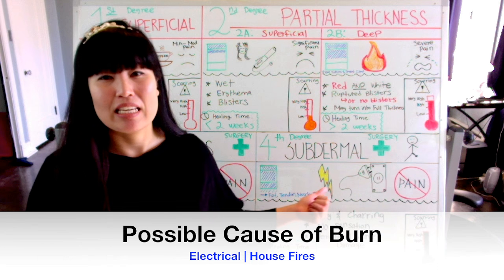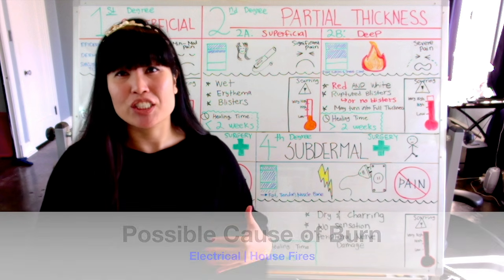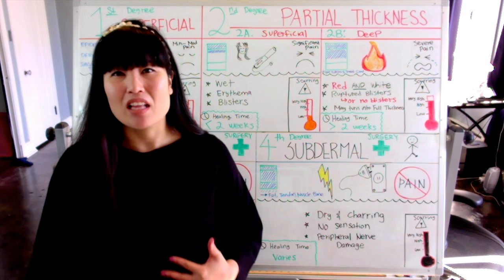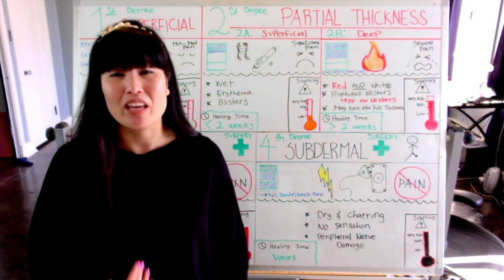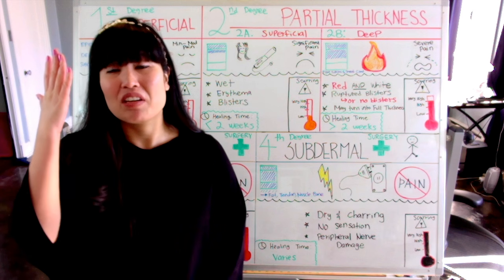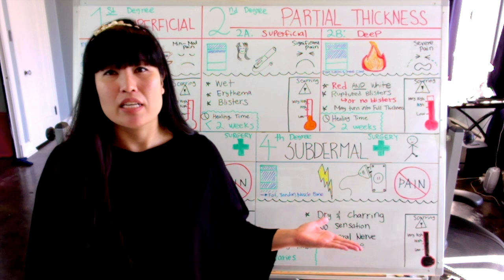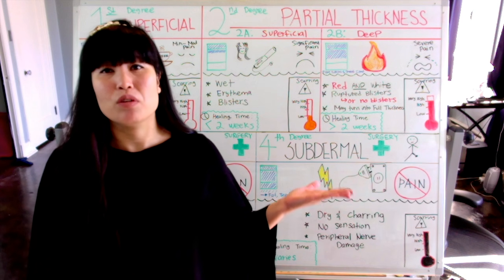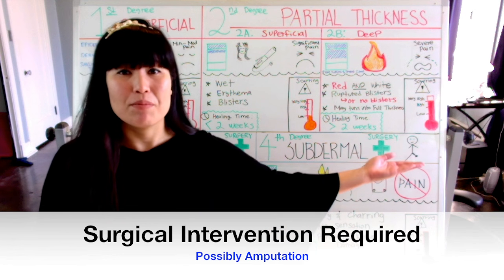So I have a lightning here, an electrical cord, and there will be an entry and exit point with an electrical burn, and depending on its pathway and how it passes through your body, the damage will be significant. It'll affect your organs, it'll affect your brain, it can even affect your eyesight. So a subdermal burn is quite serious, and not only will surgical intervention be necessary, but oftentimes you may need amputation.